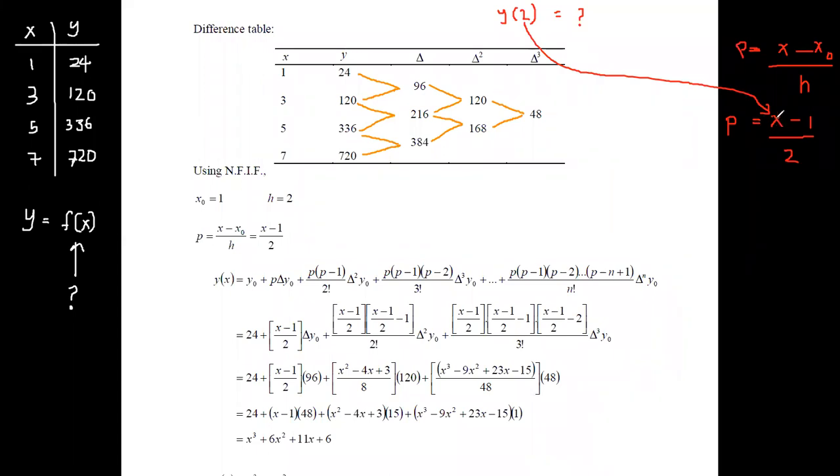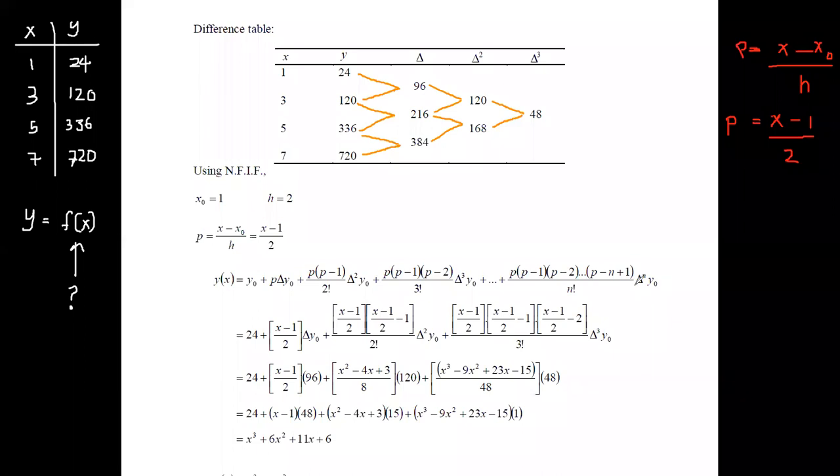Since in this section they are asking us to identify a polynomial associated with this set of data, instead of the value appearing here, we can still use x. That is why we are using x here, and all the others are numeric values. Then the value of p is x minus 1 divided by 2. Now you can apply it inside Newton's forward interpolation formula. This is the general form of Newton's polynomial interpolation formula. Now we will adapt it accordingly for the given example.